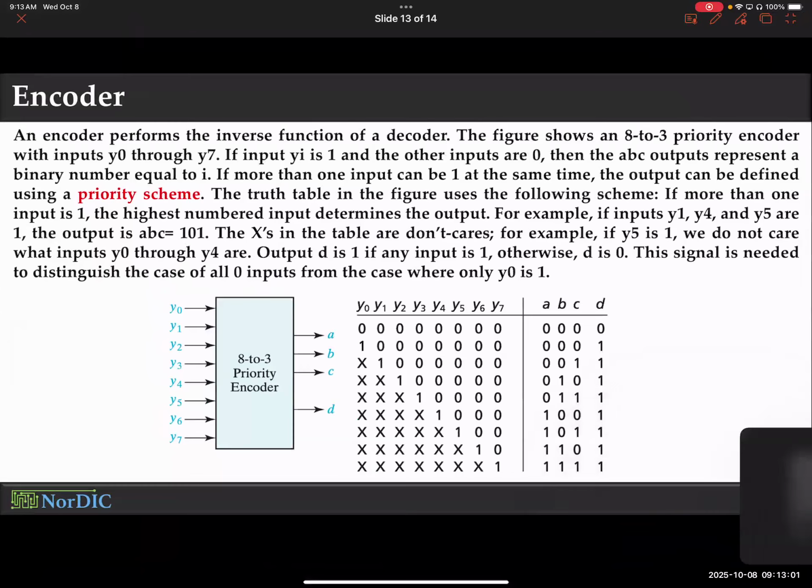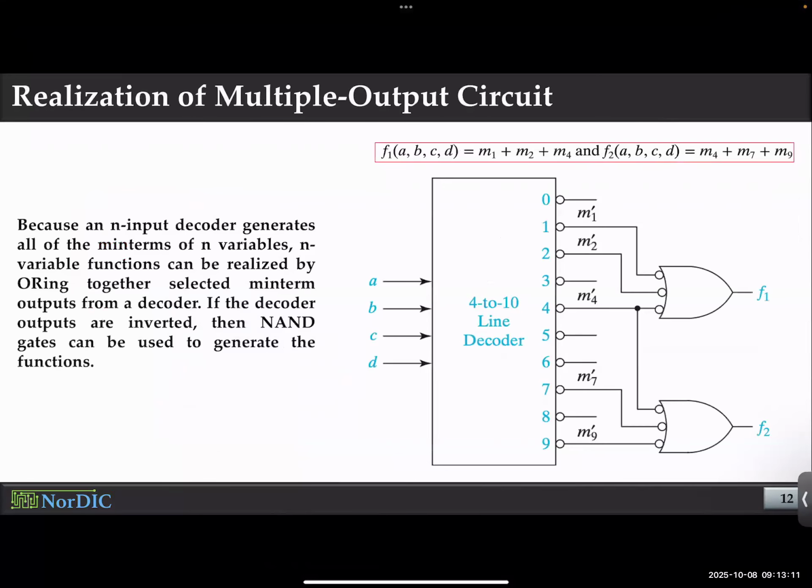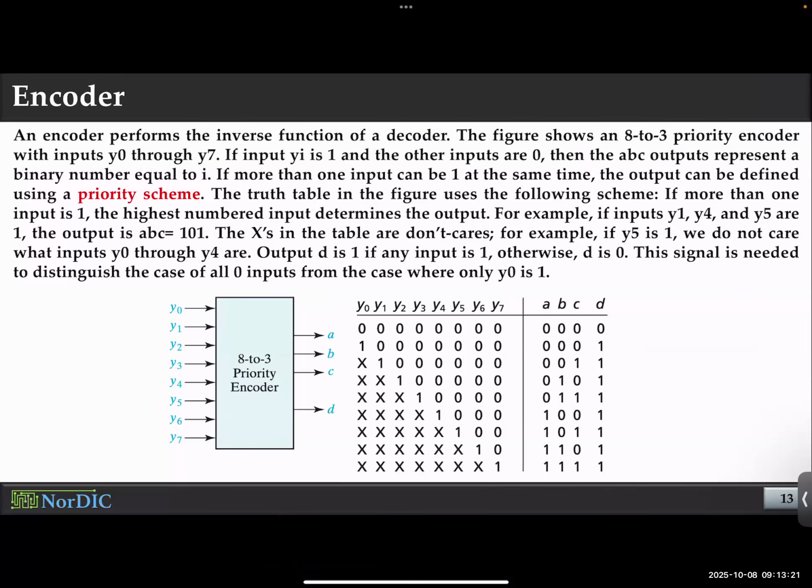Okay, so this was the last slide for the last lecture, right? We discussed the concept of an encoder. What a decoder does is it takes a set of inputs and it creates one of the outputs activated at a time, or deactivated, depending on whether it's a true or inverted type of decoder.